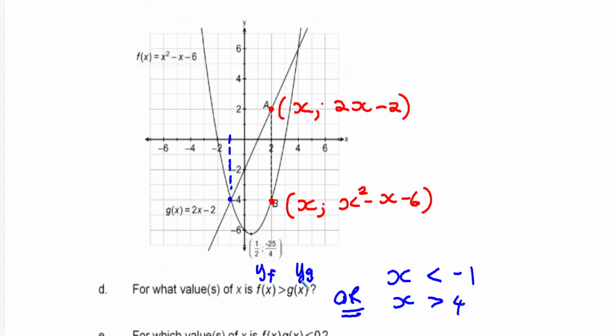That's really, really important. So the length of AB is actually just going to be the bigger y value minus the smaller y value. AB is actually going to be 2x minus 2, take away x squared minus x minus 6. Okay, and that all comes out in the wash to negative x squared plus 3x plus 4.